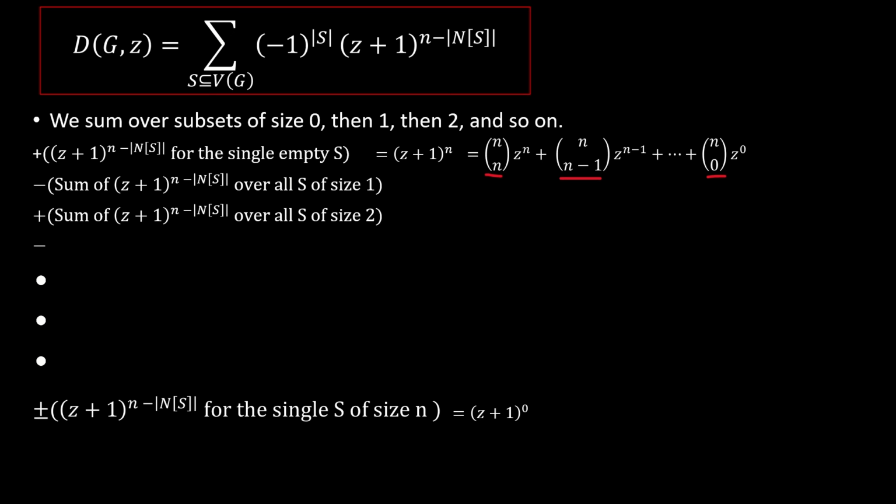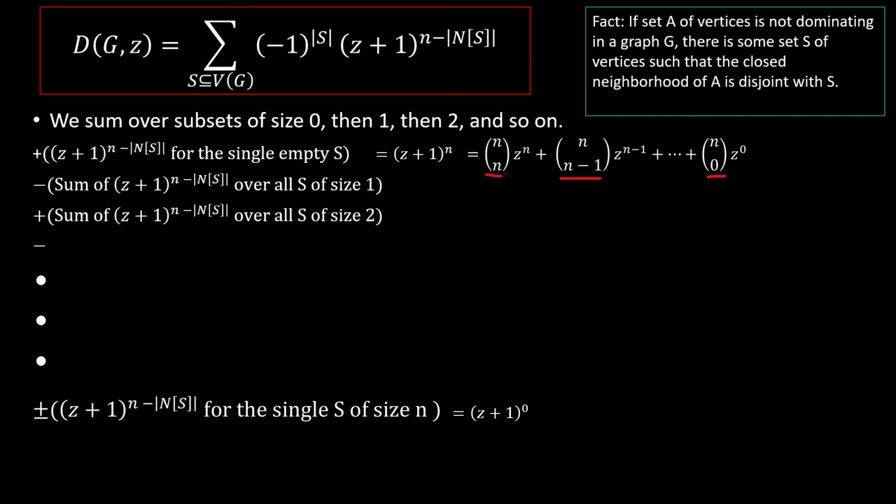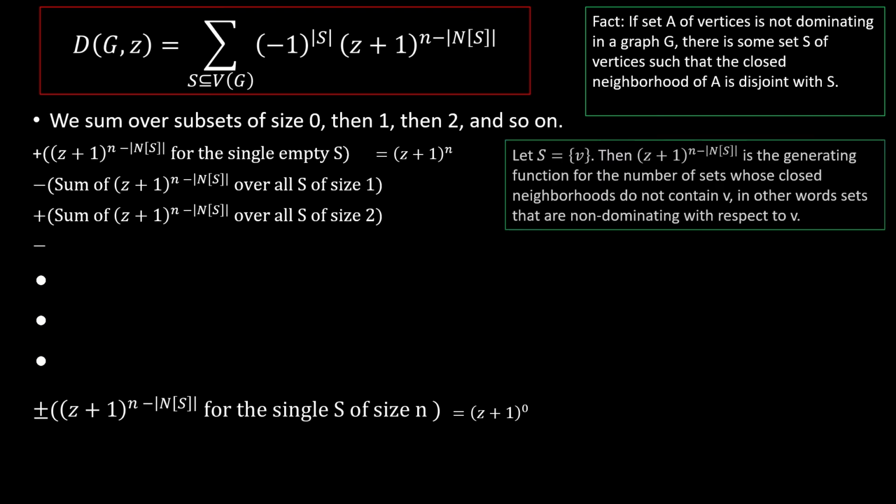To account for this, note that by our earlier fact, for each non-dominating set A, there must exist a vertex that is not in A and that is not a neighbor to any vertex in A. Also, when a subset S contains a single vertex V, this term here is the generating function for the number of subsets of vertices in G that do not contain V and whose neighborhood does not contain V. Essentially, it's counting the number of sets that are what we will call non-dominating with respect to vertex V, which just means that the closed neighborhood of those sets does not contain vertex V.